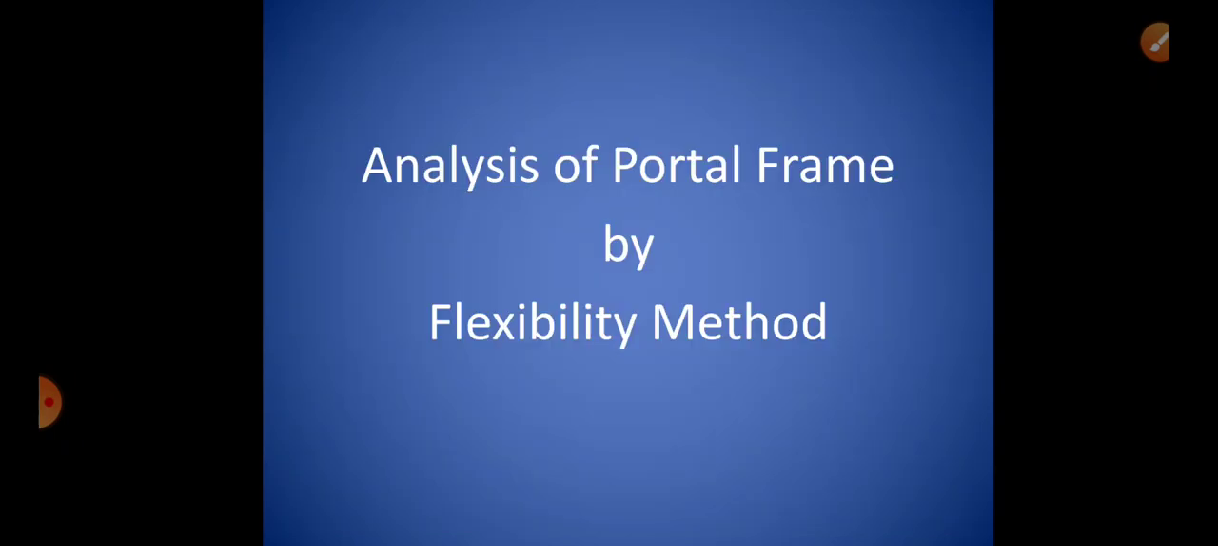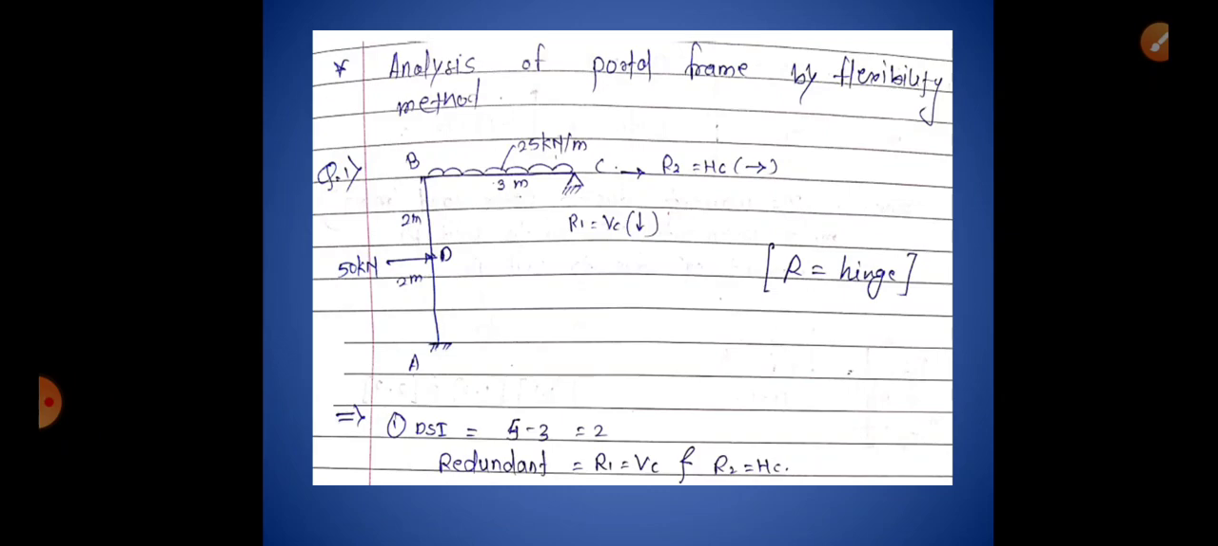So our today's topic is analysis of portal frame by flexibility method. As you can see in the question diagram, AB is the column part and BC is the beam part, A is a fixed support and C is a hinge support, and the loading is a 50 kN point load at point D and a 25 kN per meter UDL on a span of 3 meters. So we have to analyze this portal frame by flexibility method.